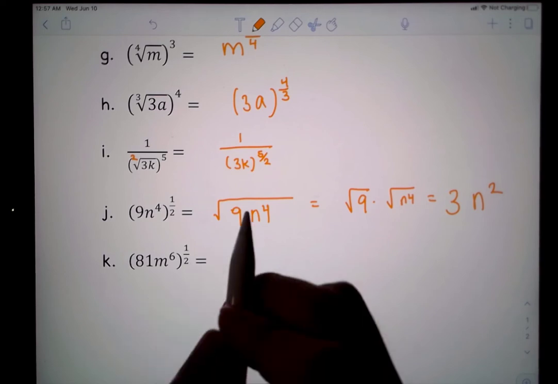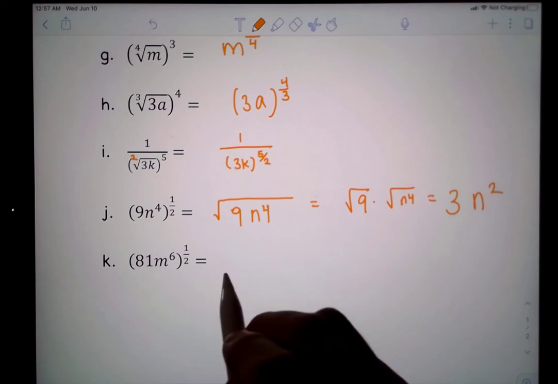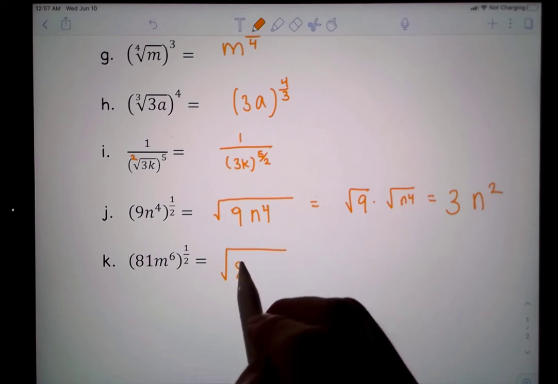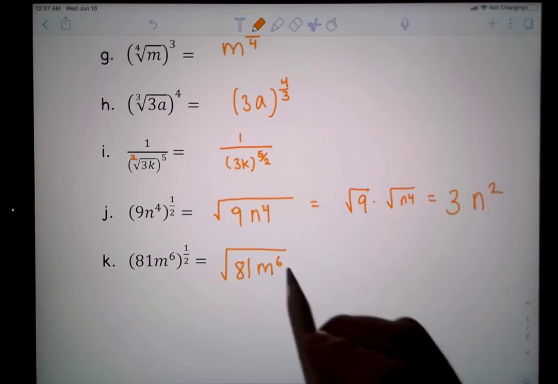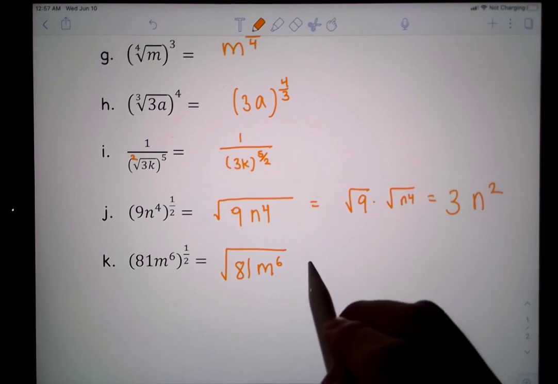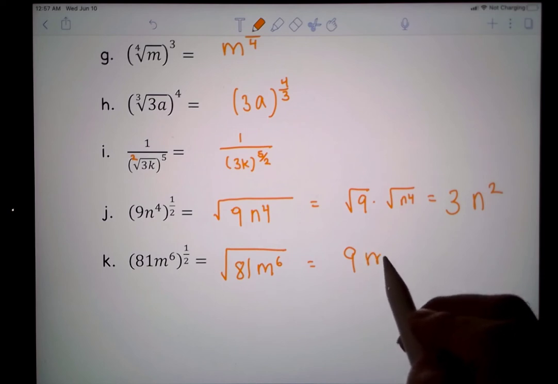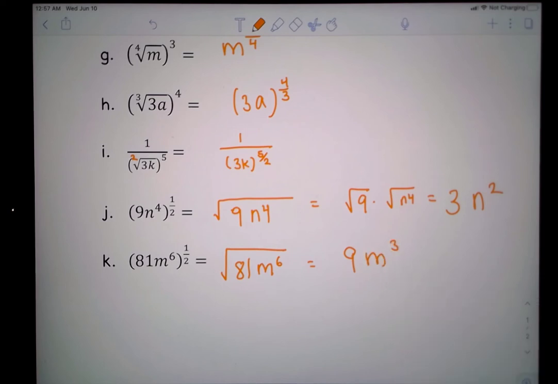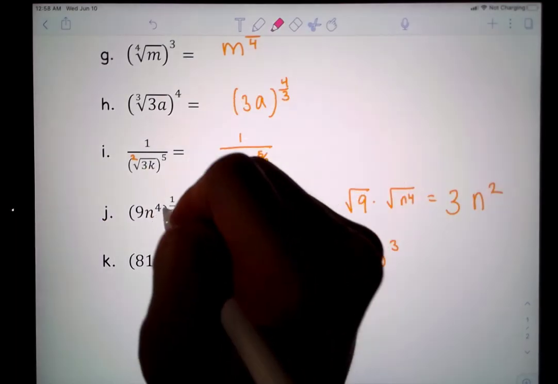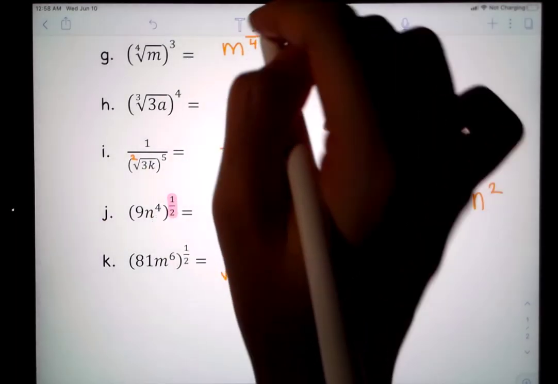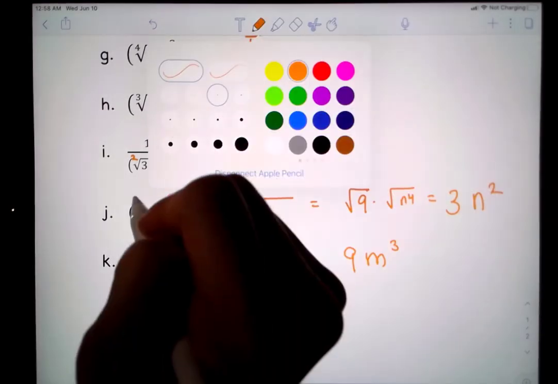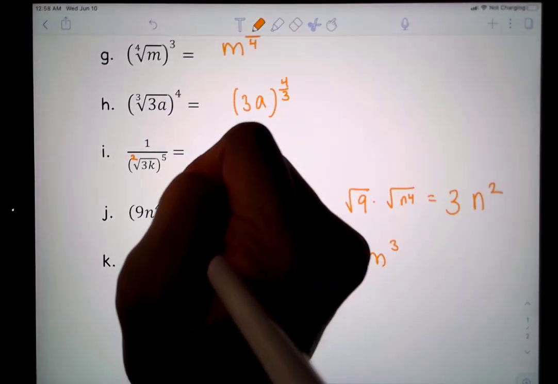And also that one too, half power. So you can do square root of 81 m to the 6, right? And 9 m to the third power. You can do that. Or you know what? You can distribute this half. You can because this is anyway, we can apply all the power rule.